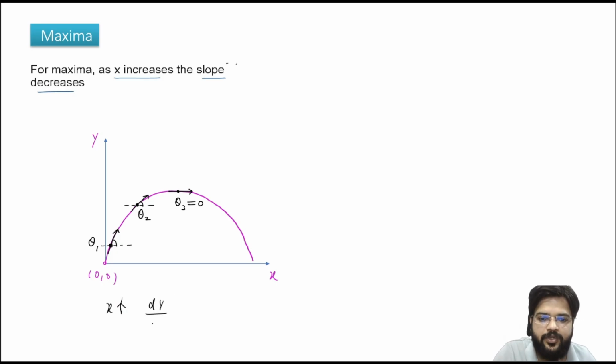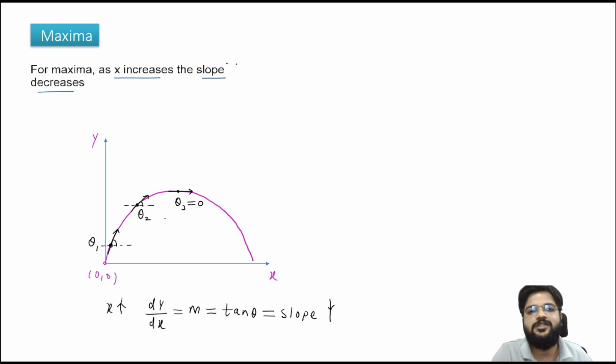dy by dx is the slope, everyone, and we sometimes write it as m also, and it can be written as tan theta also. So tan theta and dy by dx, these are all the slope. If x is increasing, then the slope is decreasing here. So this is the required condition for the maxima. Correct? Maxima is forming at this point, everyone. This is the maxima value of this function, and you can see at this point the slope is 0.